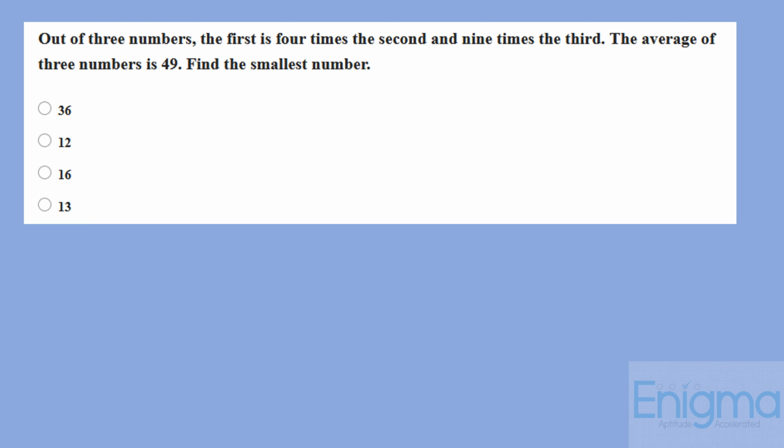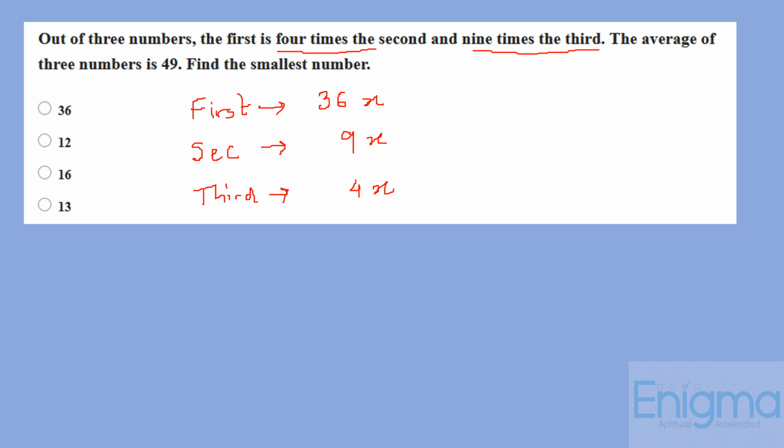Out of three numbers, the first is 4 times the second and 9 times the third. The average of three numbers is 49. Okay, now as the first one is 4 times the second and 9 times the third, I'm assuming the first number as a multiplication of 4 and 9, that is 36x. Now, hence the second number becomes, you can see here, first is 4 times the second. That means second number becomes 9x, and the third number becomes 4x, as the first number is 9 times the third.